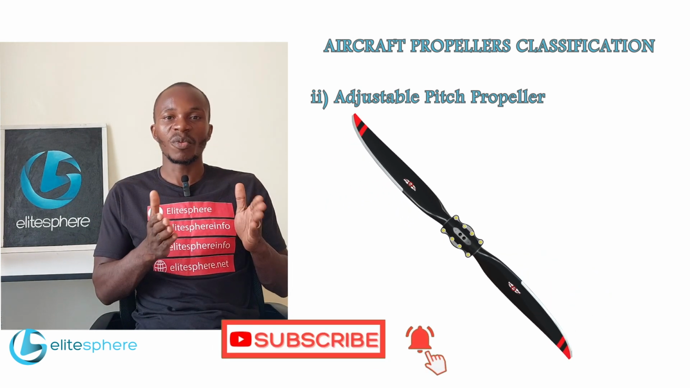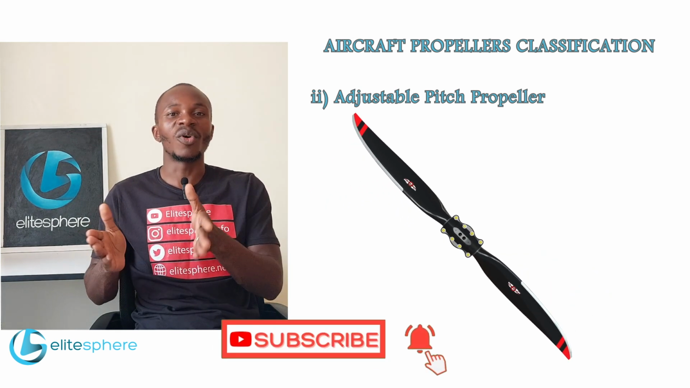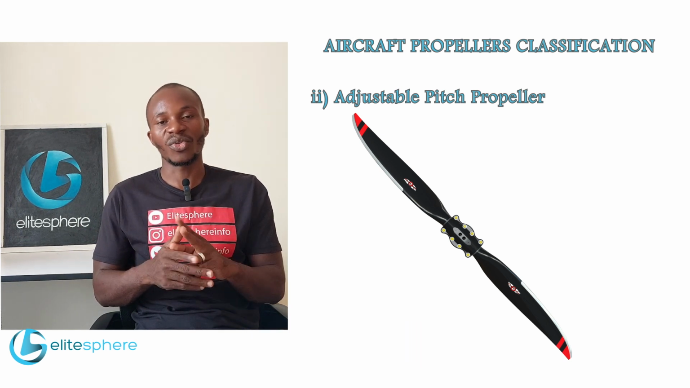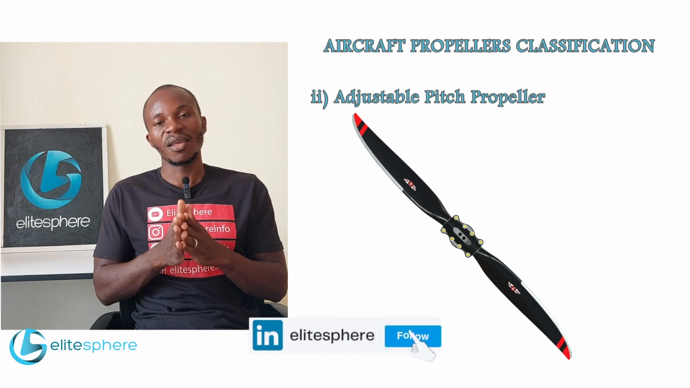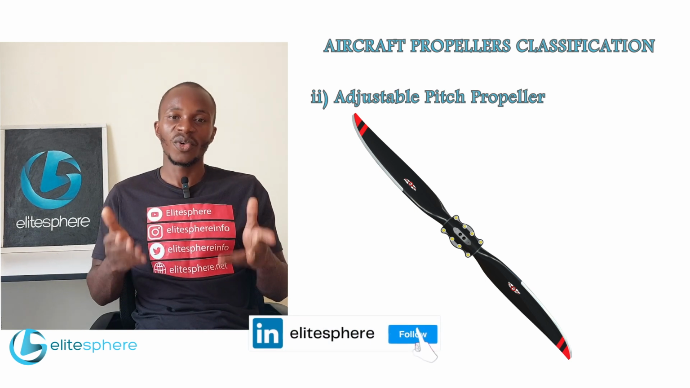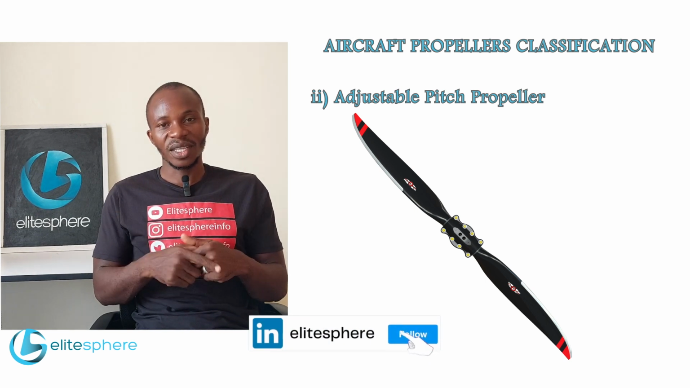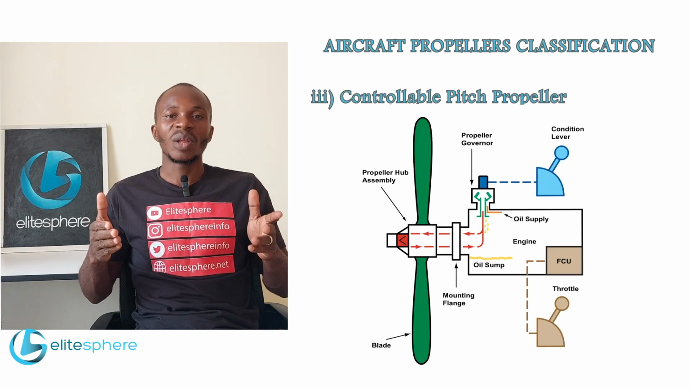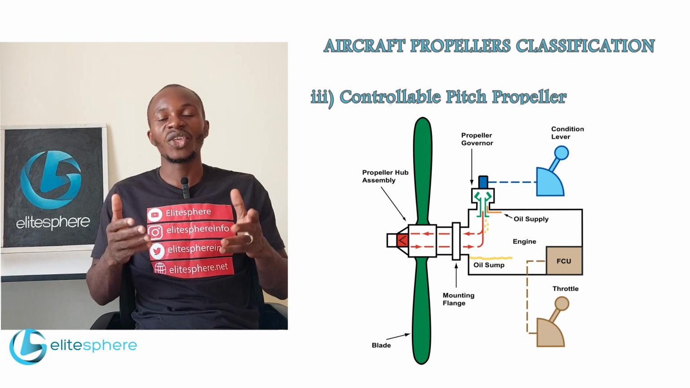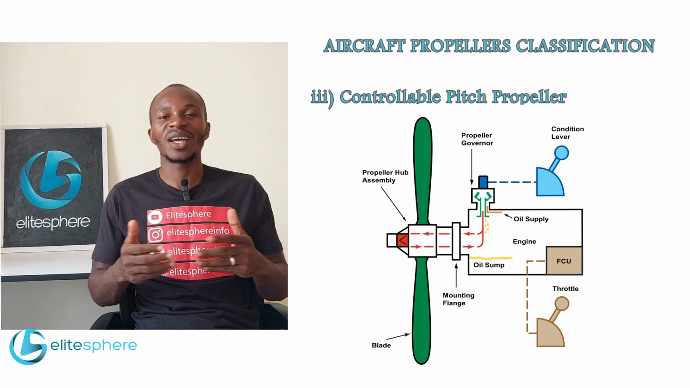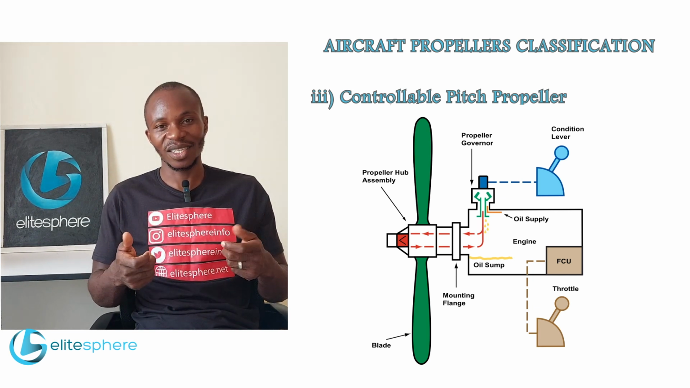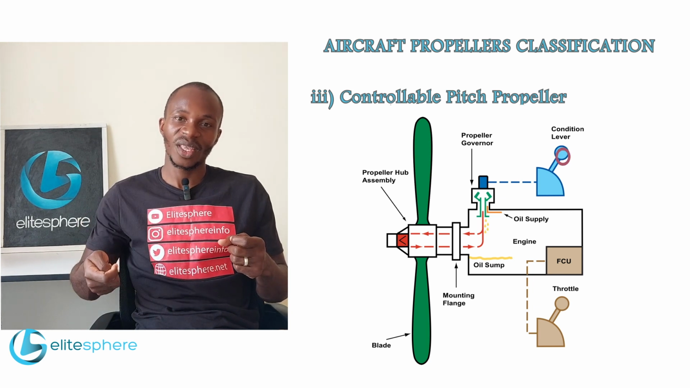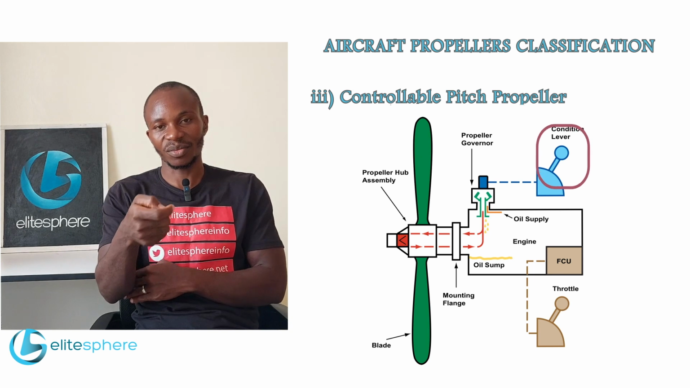Now we shift from the less complex to the more complex type of propeller. And in this class, we also have 2 types of propeller that can be found on an aircraft. The first type is the controllable pitch propeller. For a controllable pitch propeller, the pitch or the blade angle of the propeller can be changed in flight by the action of the pilot on a lever that is located in the cockpit.